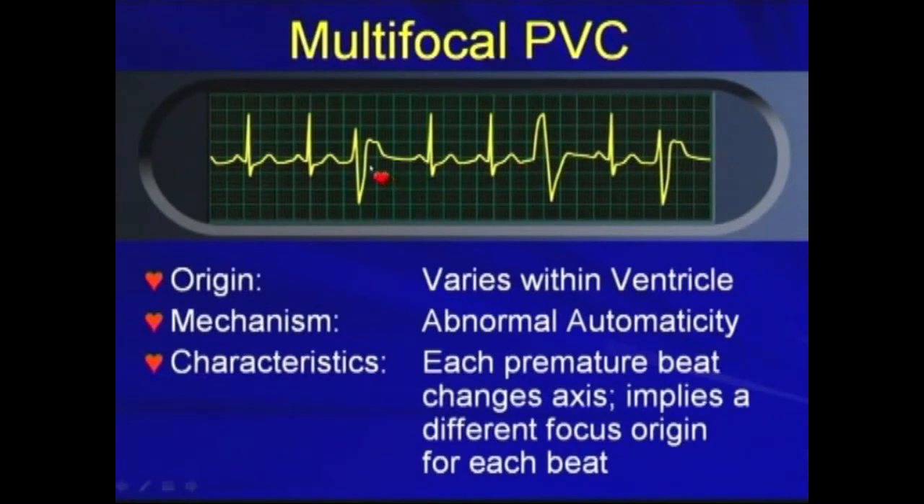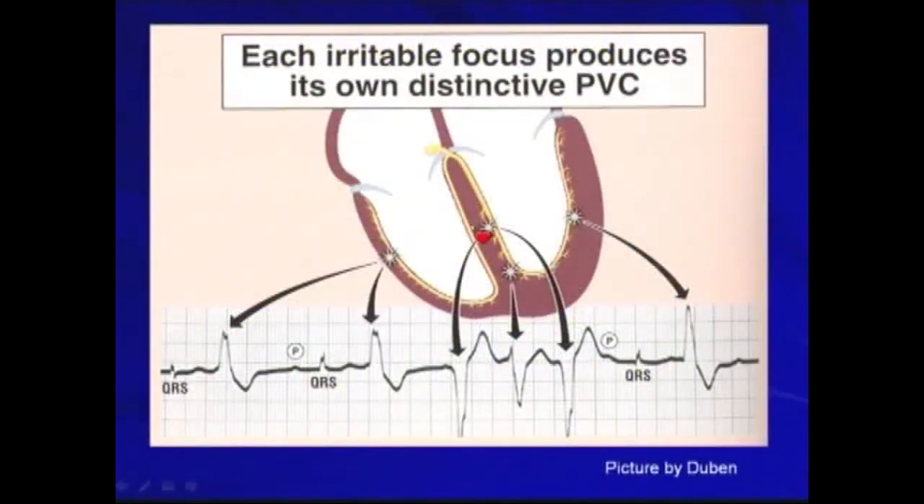So we can see here, the PVC are of different morphology, meaning they are originating from different foci. So different focus, for example here, from the right ventricle, from the septum, from the left ventricle. Each irritable focus will produce its own distinctive PVC. So the morphologies are different if they are originated from different focus.